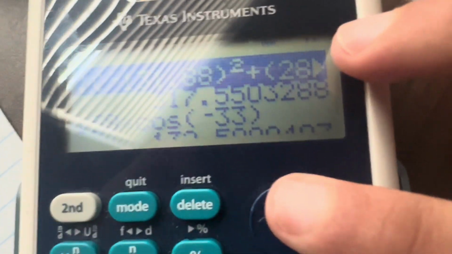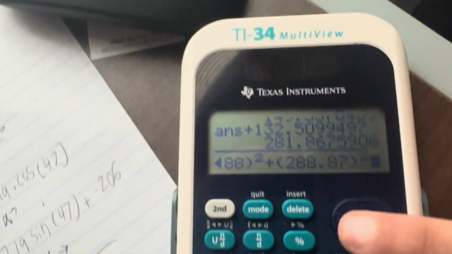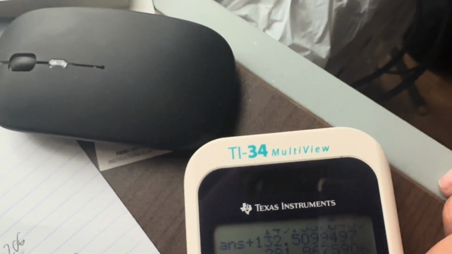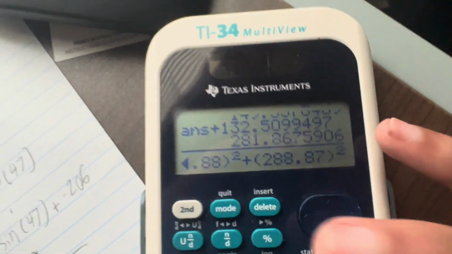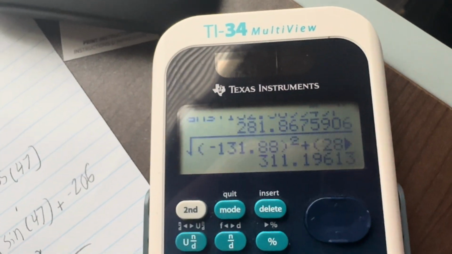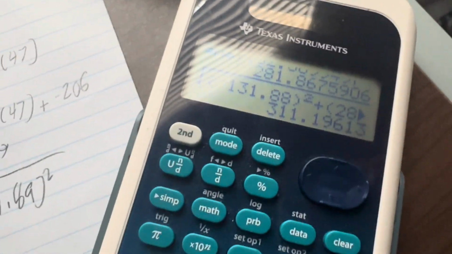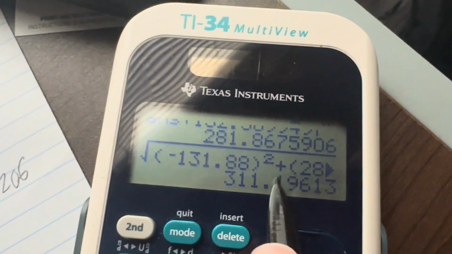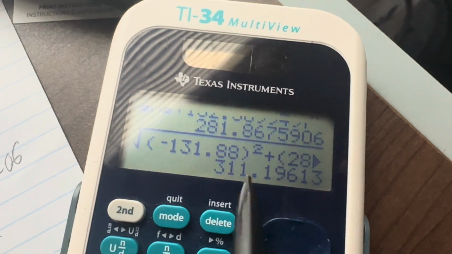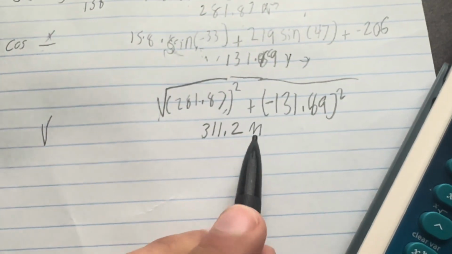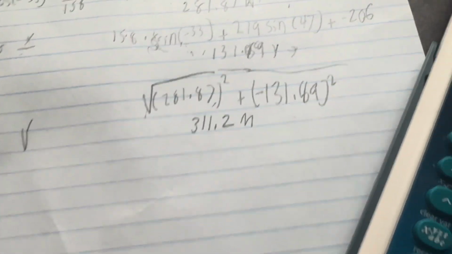Just putting it in right there if you want to see my calculations. I'm going to bring it down here just so you can see. Oh, I put it in wrong. Got to make sure that's right. So 281, and I will get a total displacement of 311.2. Yeah, I put it in wrong in my calculator the first time, but coming back to it, there we go. So 311.2 for our magnitude, and don't forget to put meters. I also forgot to put meters on my exam, which is something I lost points for.